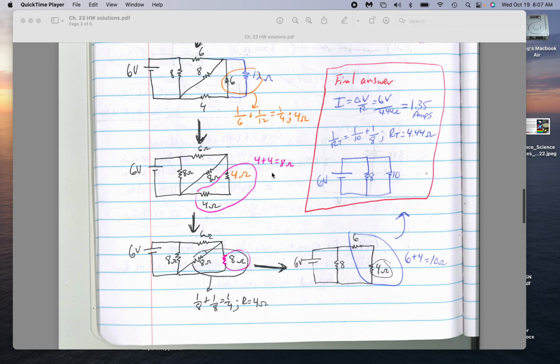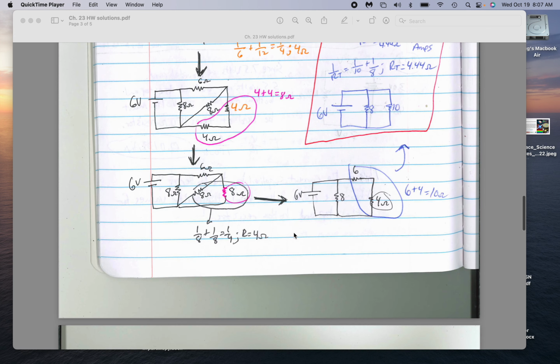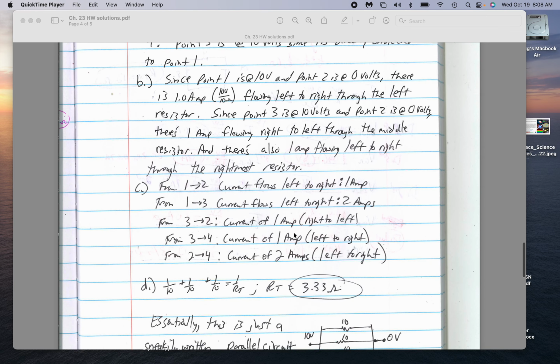I mean, you might be able to do 2 steps at a time, like say, hey, I can do 10 plus 2 is 12 in my head, and then do that. 1/12 plus 1/6 gives me 4, if we flip it. Okay, this one was sneaky. We may go over this in class.